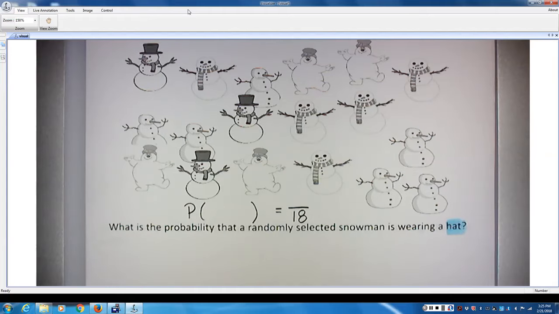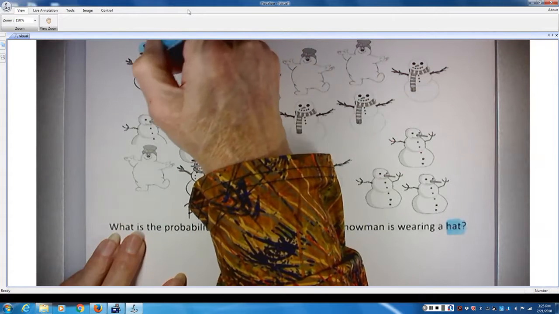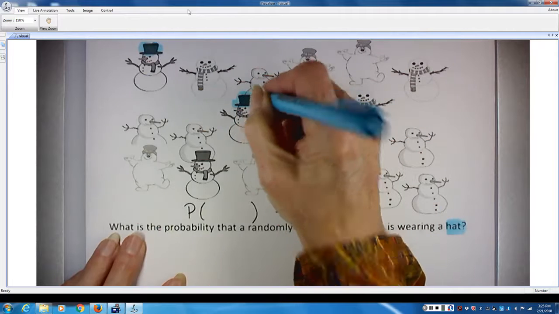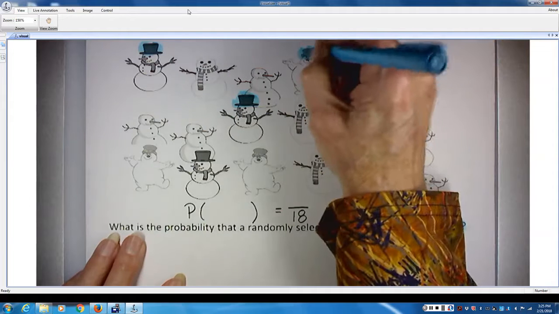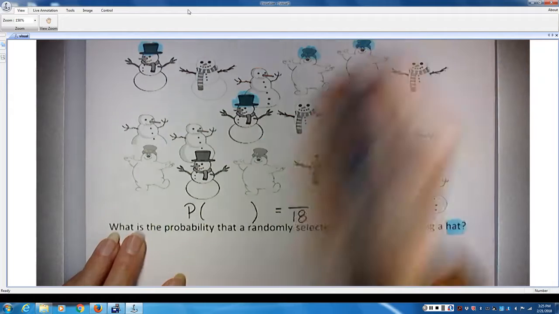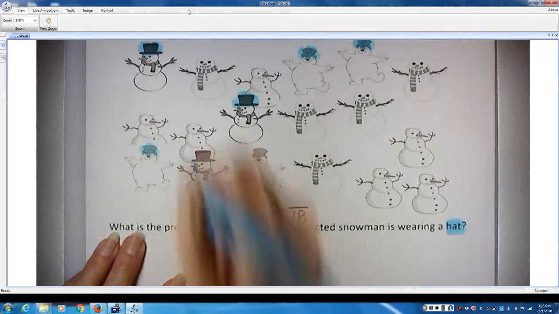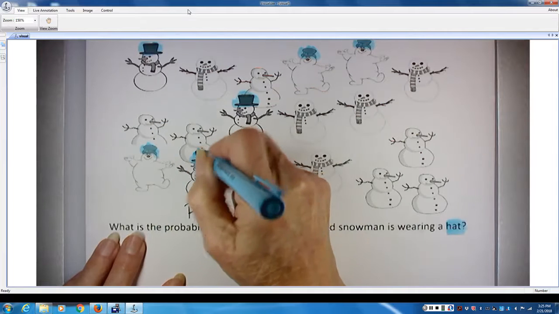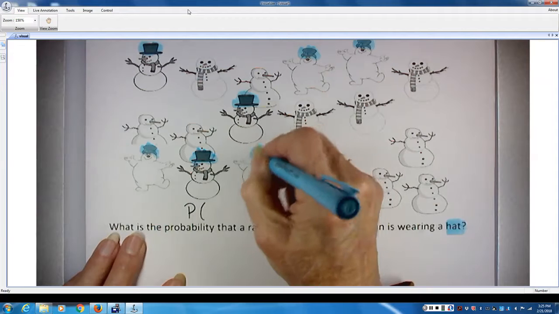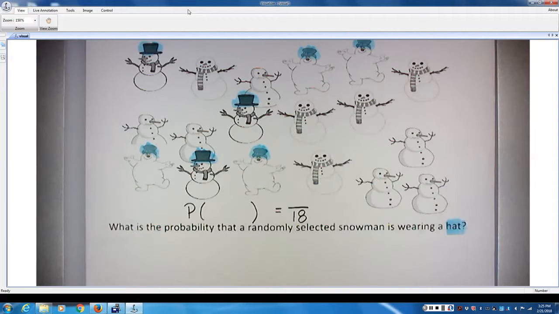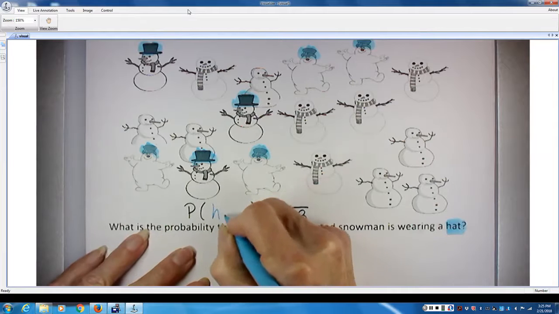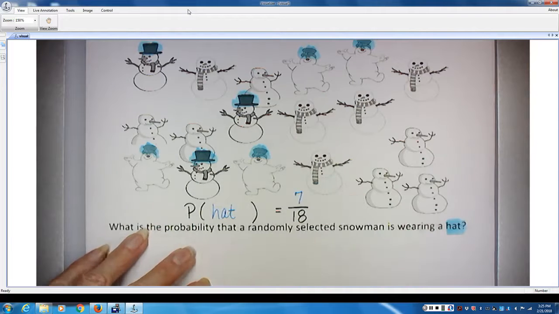What's the probability the snowman is wearing a hat? Okay. 1, 2, 3, 4, 5, 6, 7 snowmen, and each of those 7 snowmen are wearing a hat. So it's 7 over 18. That's what I want to see. I want to see that answer.